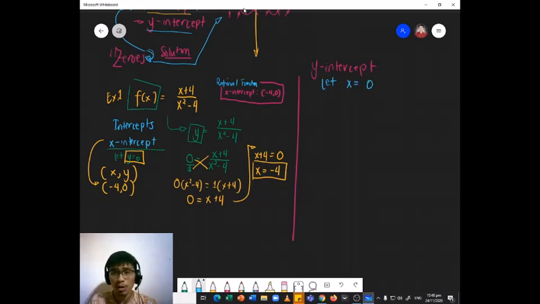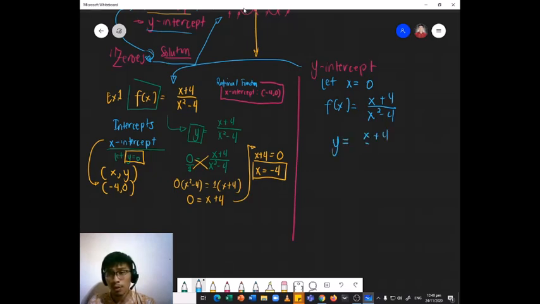Where are you going to refer to this? You are going to refer to your equation. What is my equation again? That is f of x equals x plus 4 all over x squared minus 4. Again, f of x here is equal to y. To find the y-intercept, you let x equal 0. In short, you substitute 0 for all the x's in your equation.